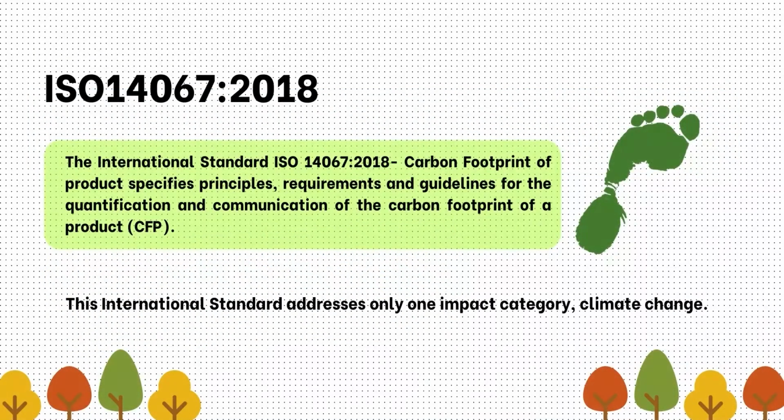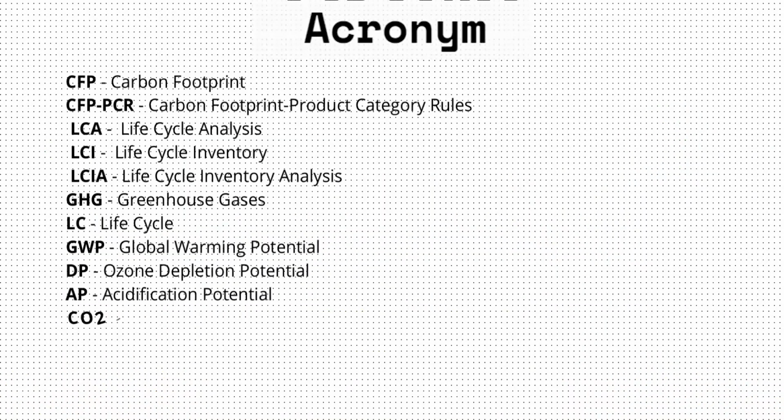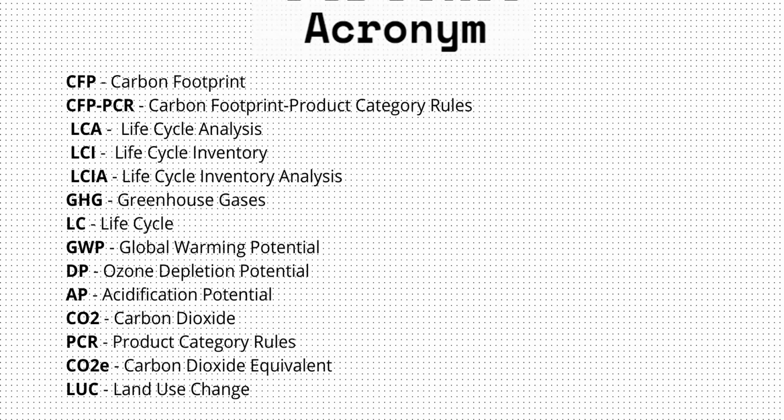The international standard ISO 14067:2018, carbon footprint of products, specifies principles, requirements, and guidelines for the quantification and communication of the carbon footprint of a product, CFP. This international standard addresses only one impact category, climate change. These are some keywords in this part that you need to know.